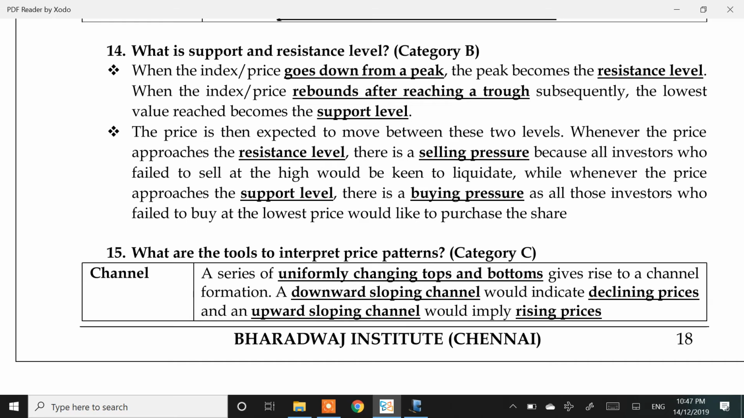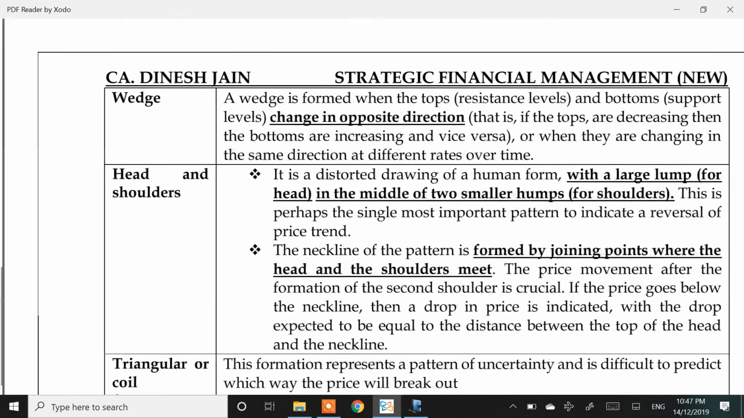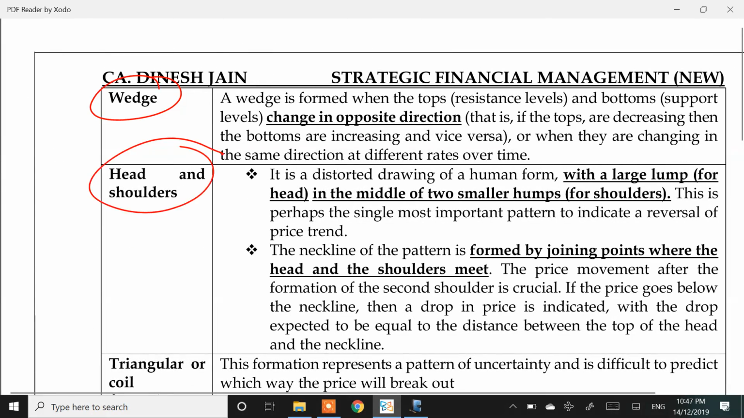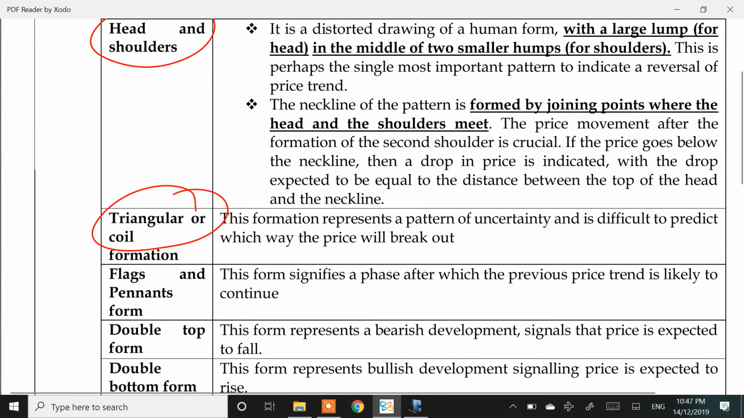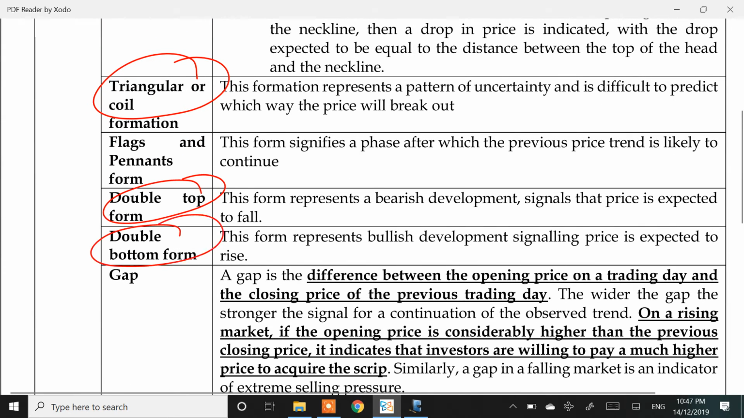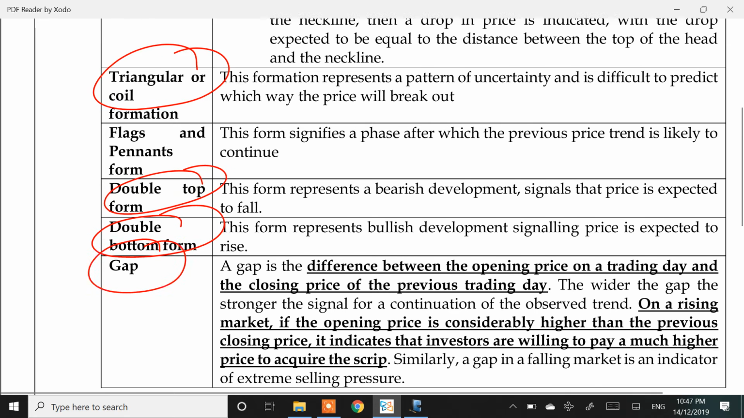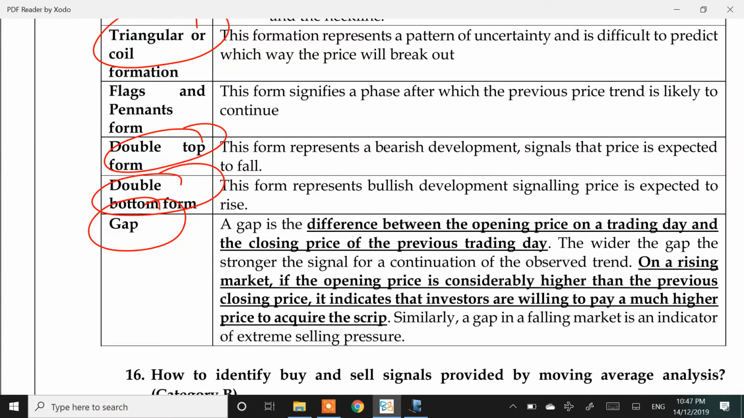So you have a head and shoulders pattern, a triangle or coil formation can be there, or a double top formation, or a double bottom formation, or gaps can be there. So there's a channel, wedge, head and shoulders, triangular or coil formation, double top, double bottom, gap. All of this you can go through and understand, because this can help us in interpreting the price movements.